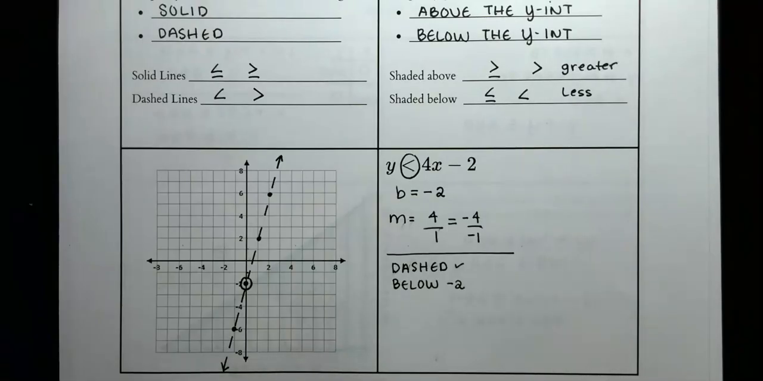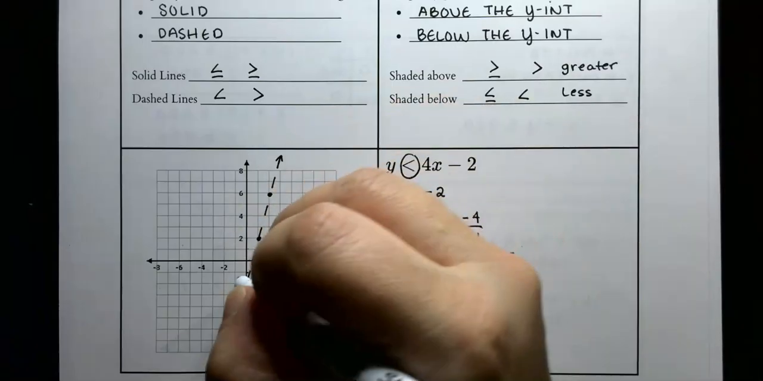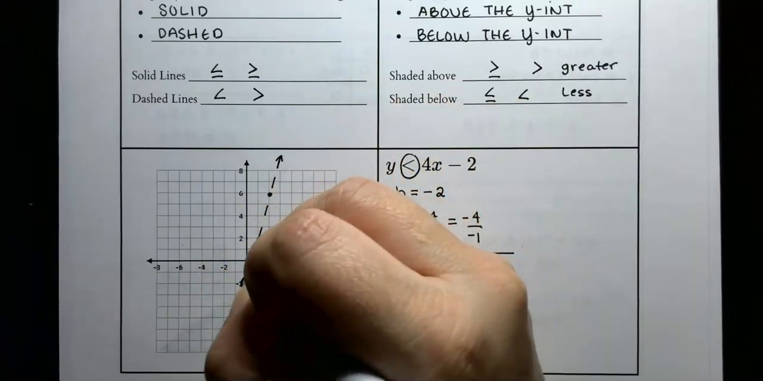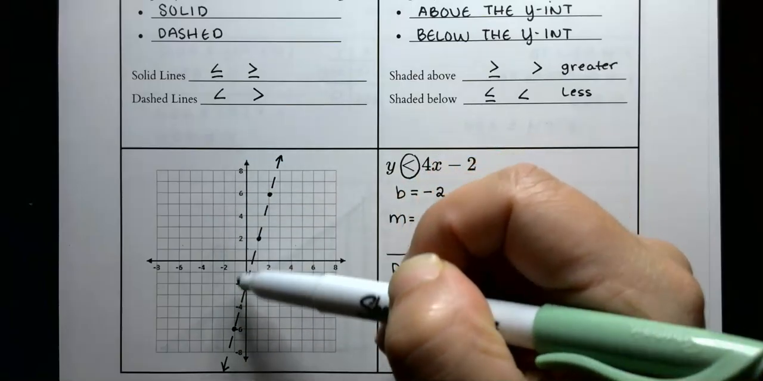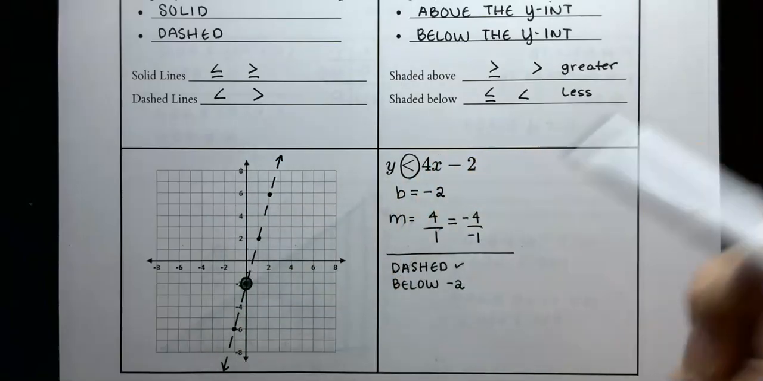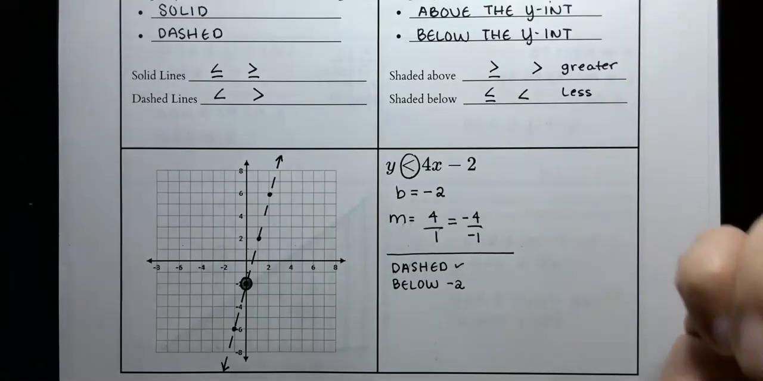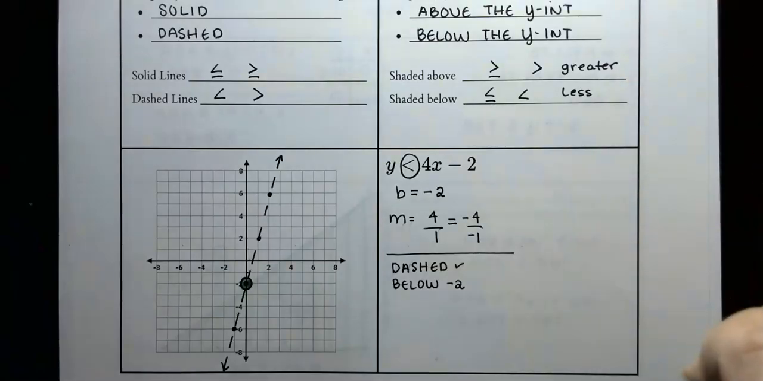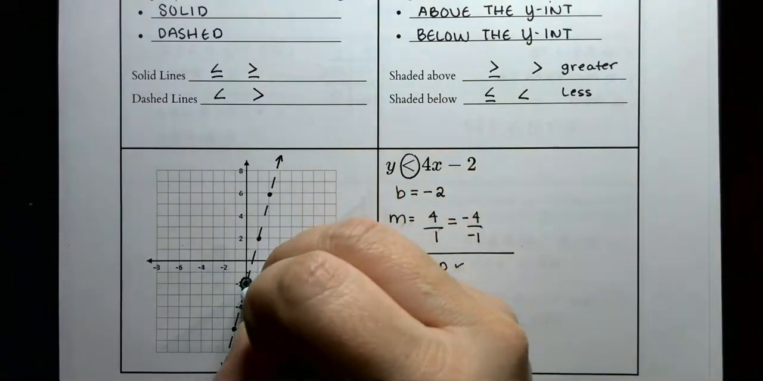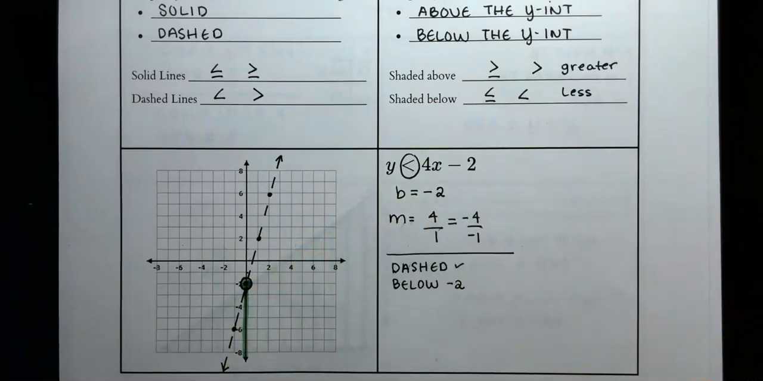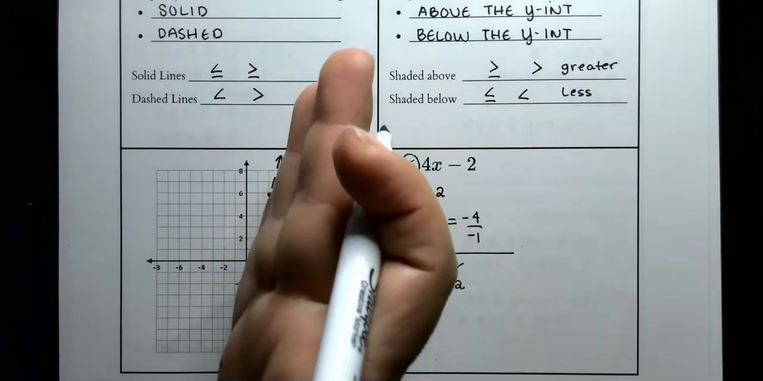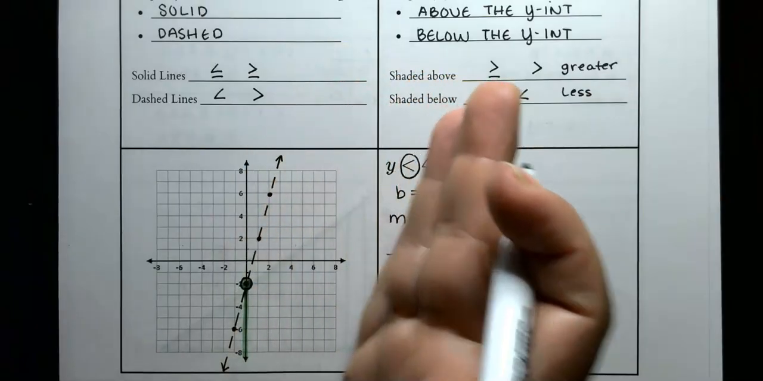All right, this one says we're going to shade below. So I'm going to take my highlighter. You can take your pencil or your pen. And I'm going to find -2, which was our starting point, which is right here. I'm going to use the y-axis as a point of reference. We are going to shade everything below the -2 on the y-axis. And so everything below, all the numbers less than -2, would be down here. So that means I'm going to shade everything on this side of the line.